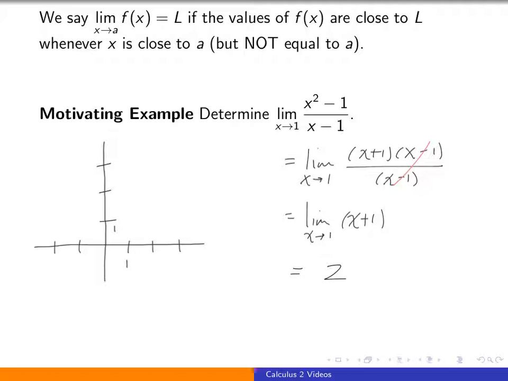Well, if x is close to 1, 1 plus 1 should be close to 2, which is the value of this limit. From a graphical perspective, our function x squared minus 1 over x minus 1 is equal to x plus 1 whenever we are not at 1. So essentially what the graph of this will look like is a line with y-intercept 1 and slope 1. But at 1, it is undefined. So from a graphical perspective, if we plug in something close to 1, whether it's on the left or on the right, those function outputs should be getting closer to 2.